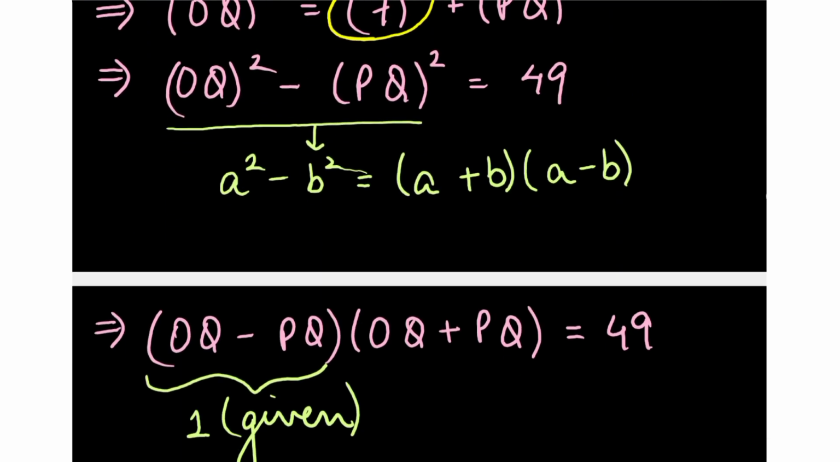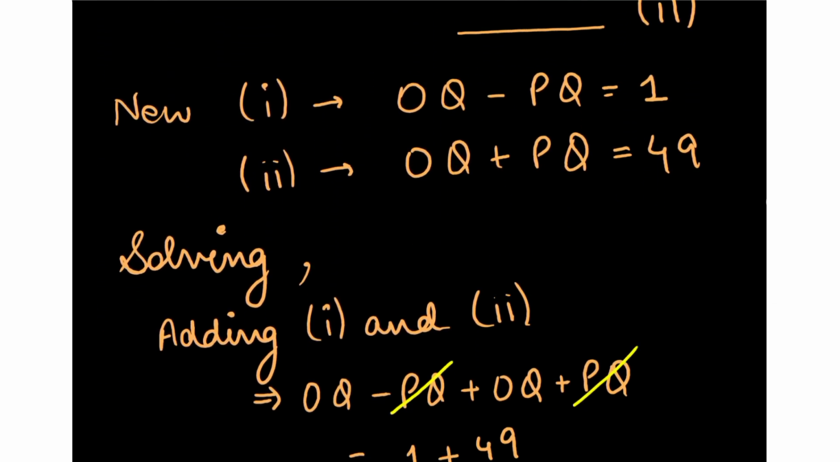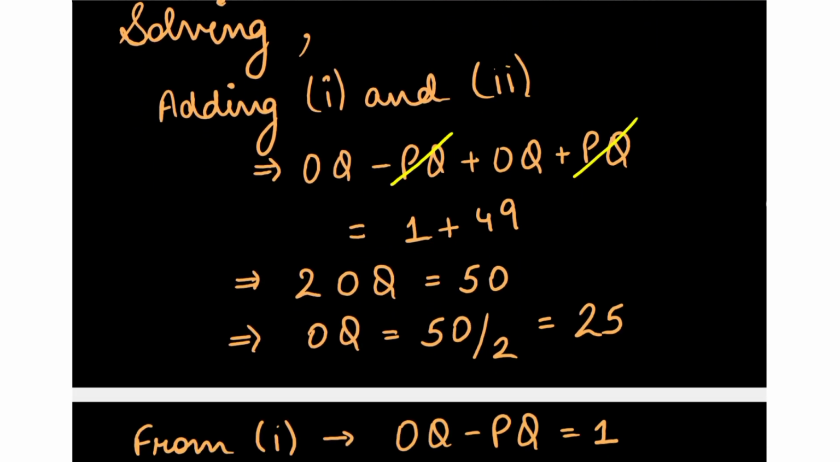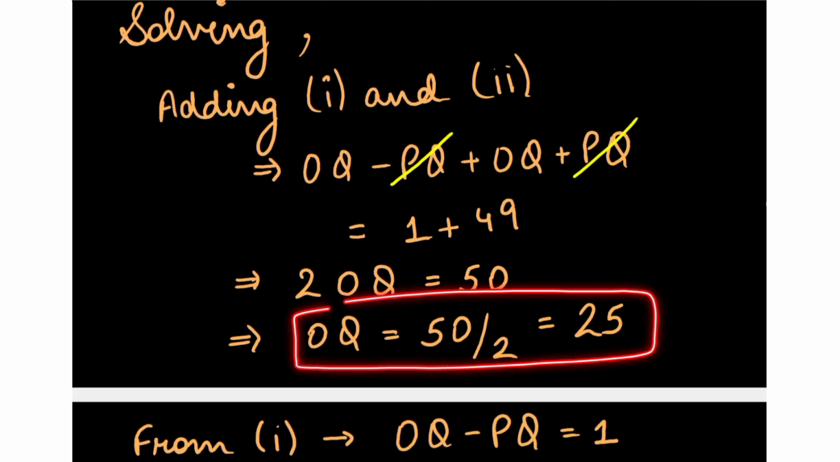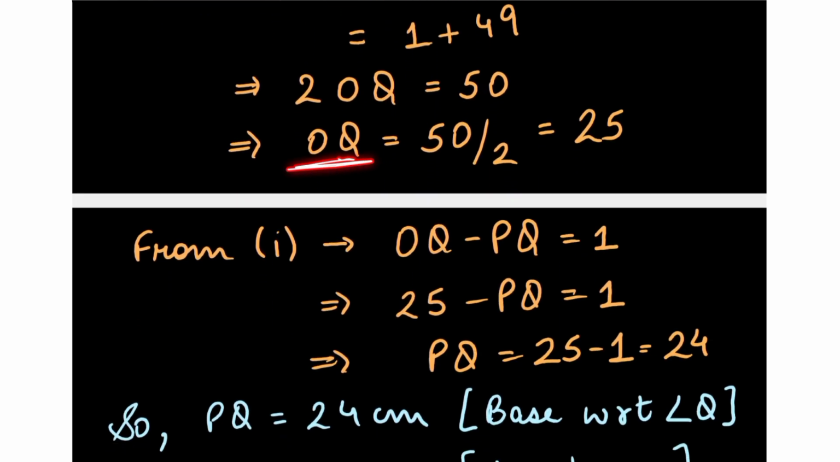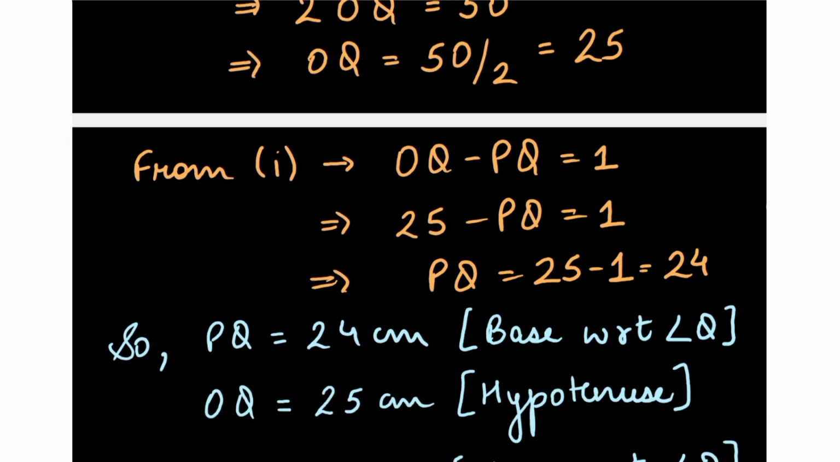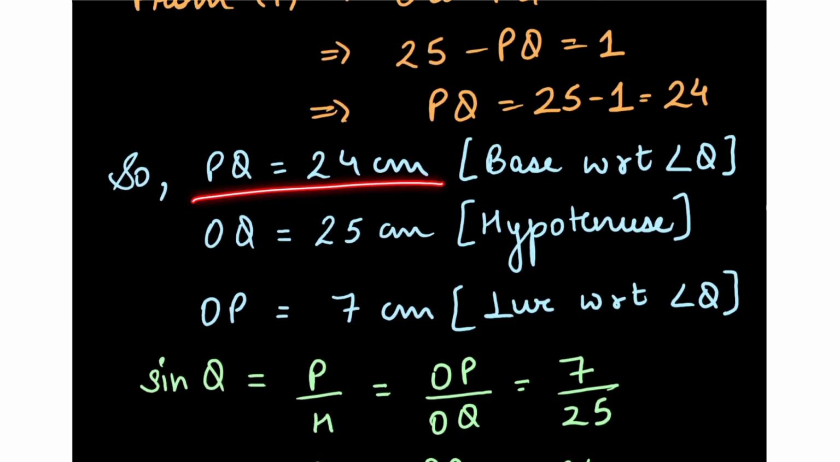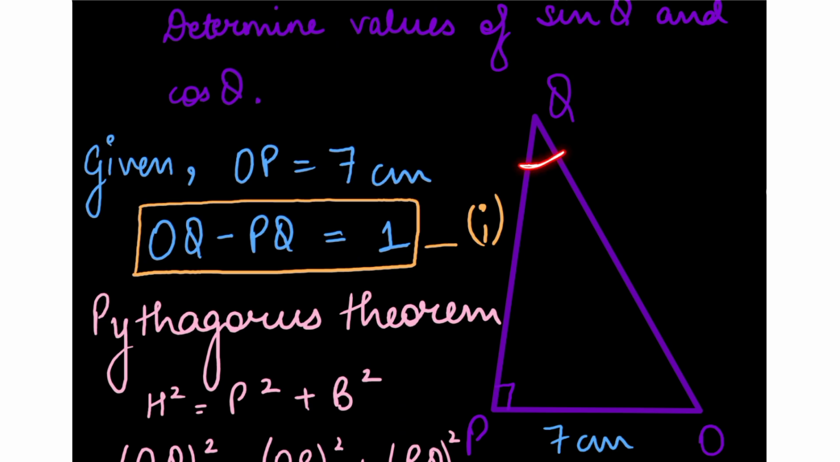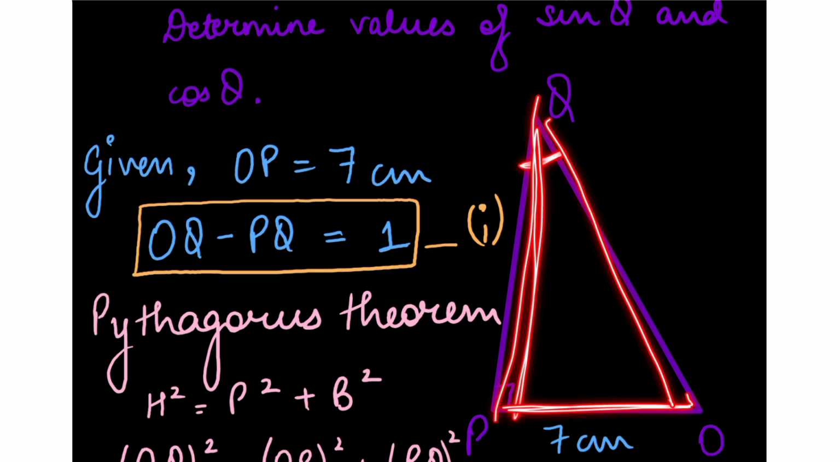Solving these two equations, we have two variables, so we can simply add these two equations. Adding them, we are left with the value of OQ coming out to be 25. Also, now we can put the value of OQ in any of the two equations above and we get the value of PQ to be 24. So PQ is 24 centimeters. This is the base with respect to angle Q. Since we need to find cos Q and sin Q with respect to angle Q, this is the base, this is the perpendicular and this is the hypotenuse.